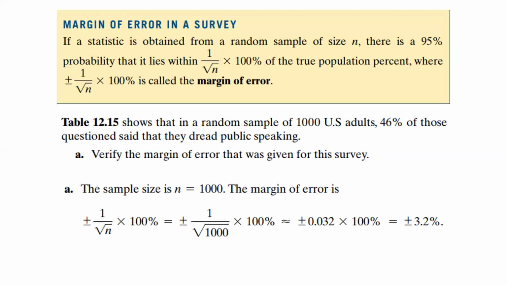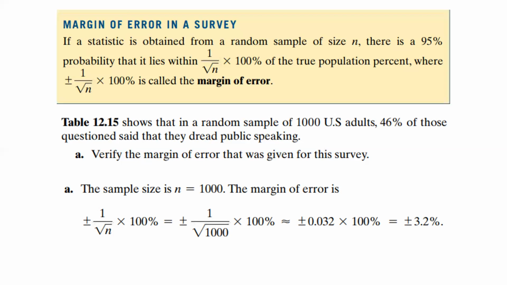So if we took a very large survey is kind of what it's getting at, truly almost all the time we could say if that margin of error was really small, that it would be 46%. But what this is telling us is that it's a pretty decent survey size. 1,000 US adults isn't too terrible, especially maybe if you're only looking at the results of a small town. But with that result saying that 46% of people dread public speaking, we can say that's probably true within a 3.2% plus or minus.